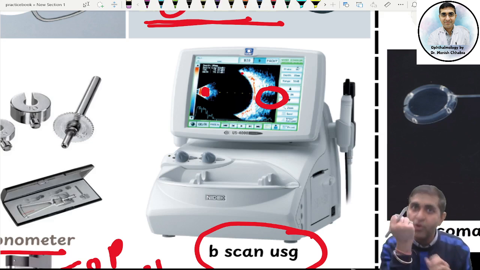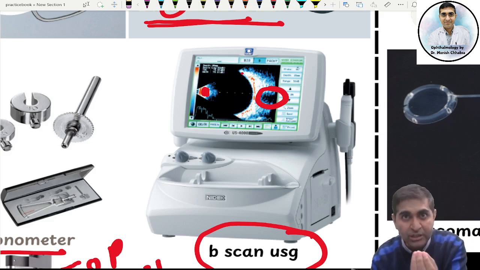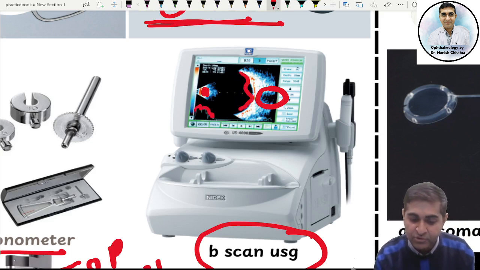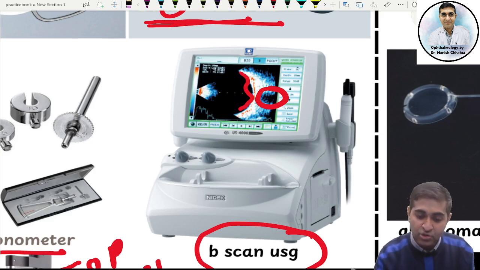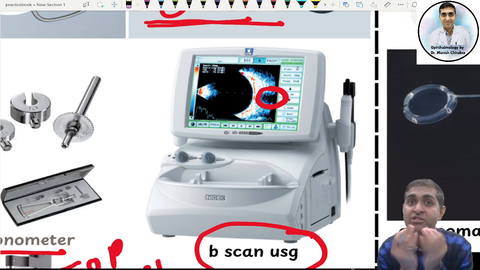Now you go for B scan ultrasound and you can actually see the foreign body, and if there is retinal detachment, you can actually see the retinal detachment here. So there are waveforms which are developed, and based on this you can assess whether there is presence of retinal detachment, whether there is presence of choroidals.